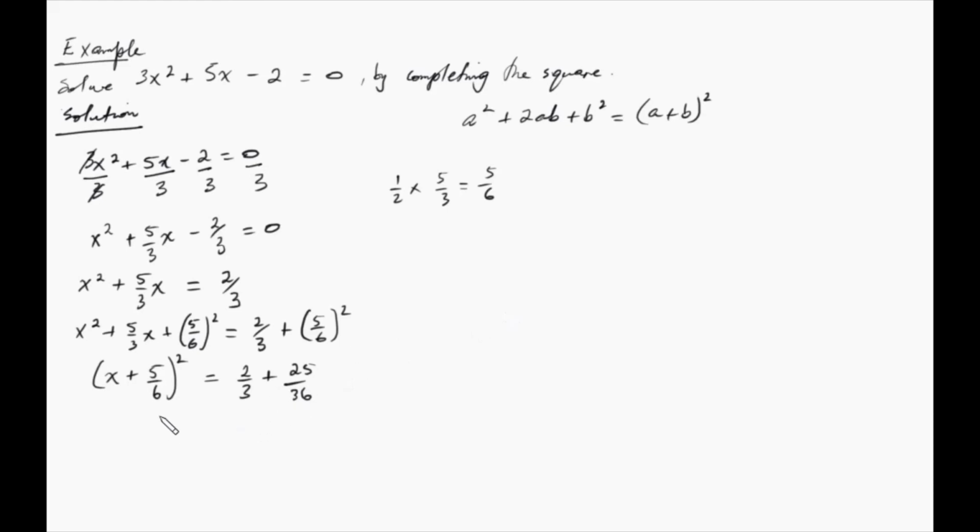Now, we are here. We can simplify this. We have what here? We have 36 as the lowest common multiple, right? Now, 3 into this goes 12 times, okay? 12 times 2 is 24, plus 36 into 36, 1 times that is 25. So what do we have? On this side, we still have x plus 5 over 6 all squared.